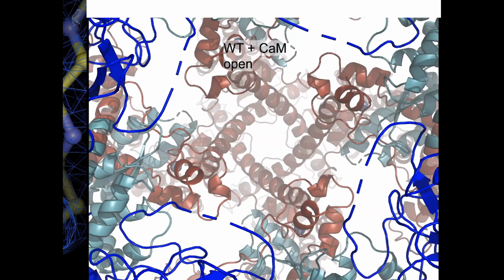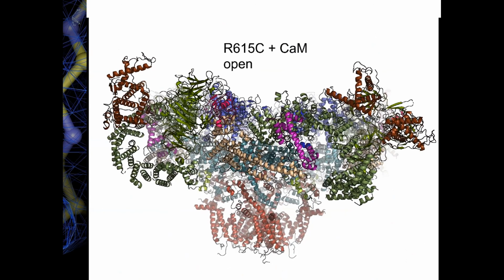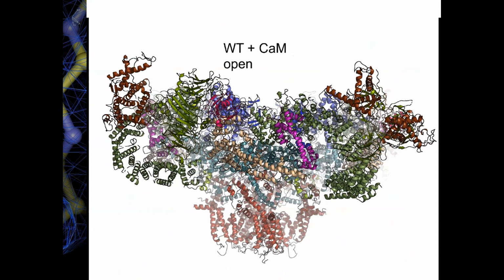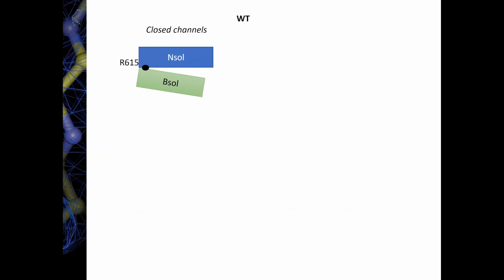It seems that the mutation really affects the closed state, but also obviously the ability of shifting between closed and open. Okay, so let me summarize this a little bit better. Let's simplify it. So essentially for a wild type RyR1, there are of course closed state structures. In these closed states, there is a certain tilt angle between the N-terminal solenoid and the bridging solenoid. Arginine 615 sits at that hinge point.